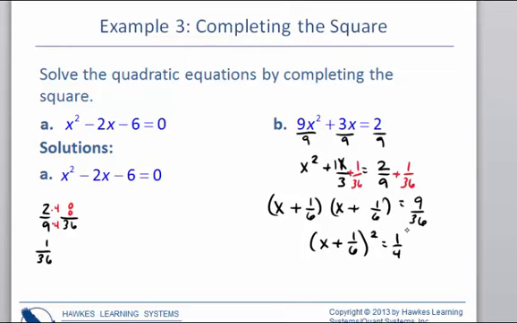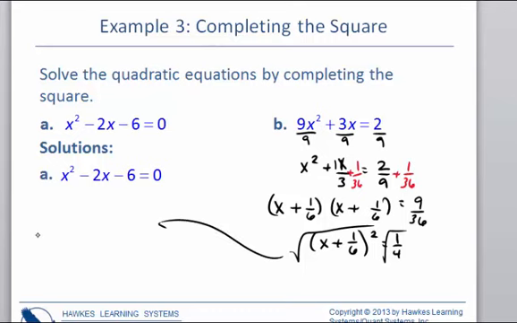And then we're ready to take the square root of both sides. And so we will square root both sides of that problem. And so that's going to give me x plus 1/6 equals plus or minus. Okay, so you take the square root of 1, you get 1. You take the square root of the 4, you get 2. And so then we're going to subtract the 1/6 from both sides.